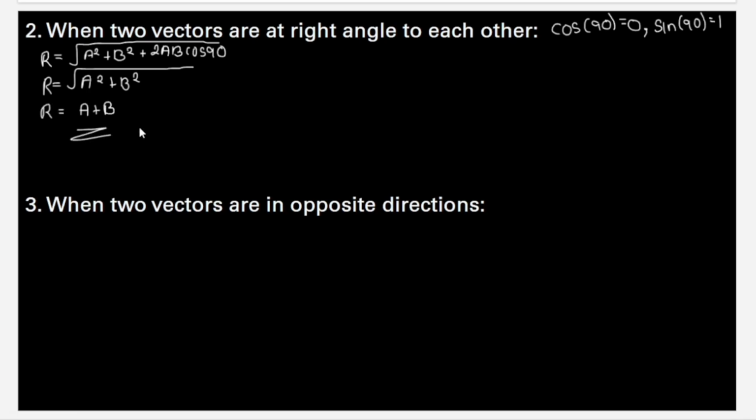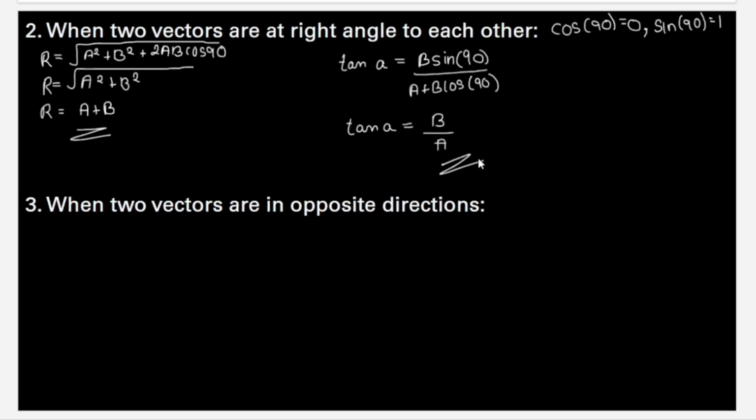This is the resultant. Now we will also find the direction using equation 2. We get tan A is equal to b sin 90 by a plus b cos 90. Since sin 90 is 1 and cos 90 is 0, we get tan A is equal to b by a. This is the direction.